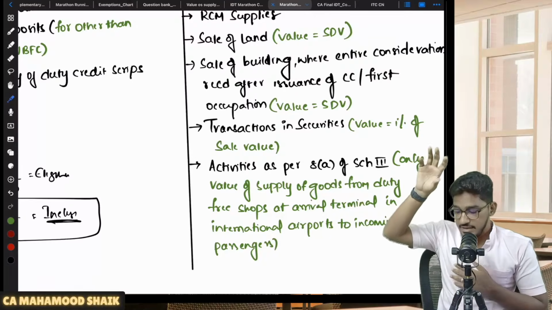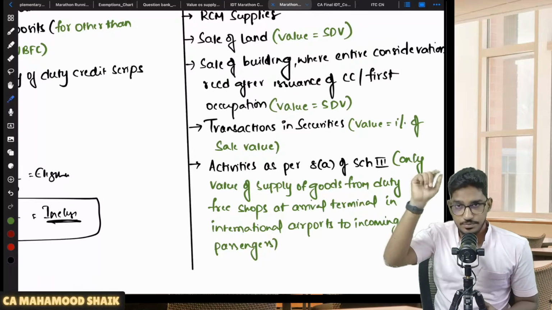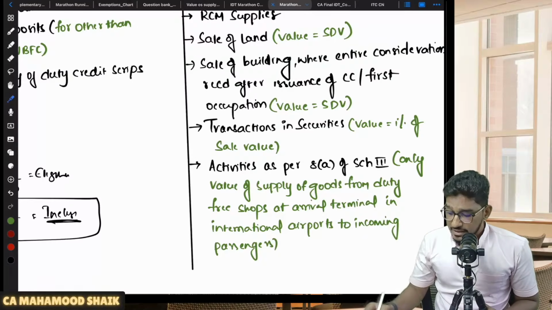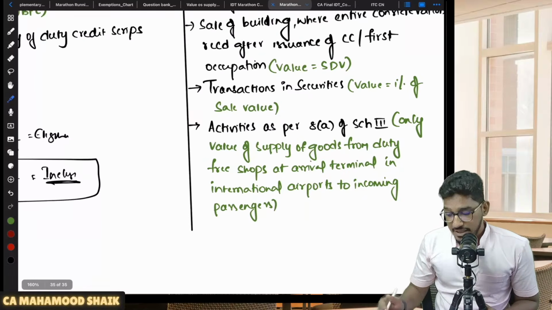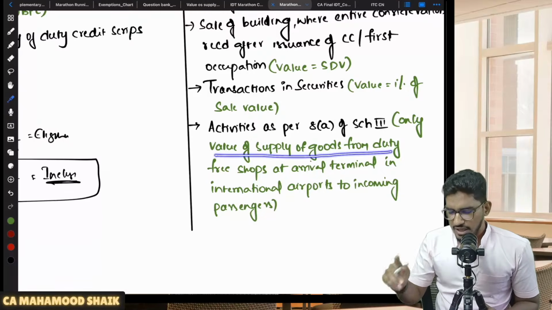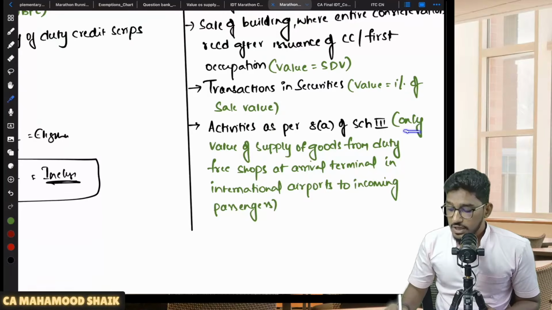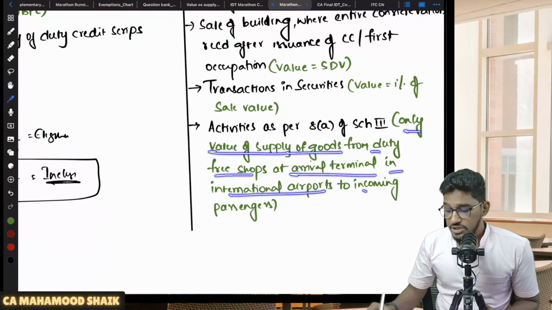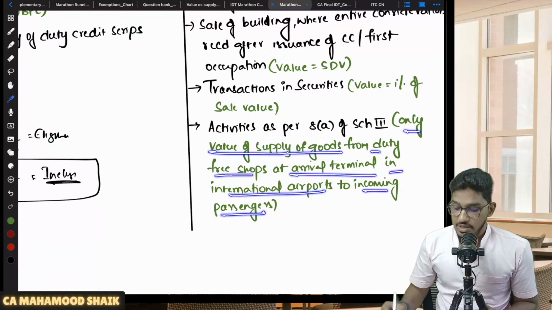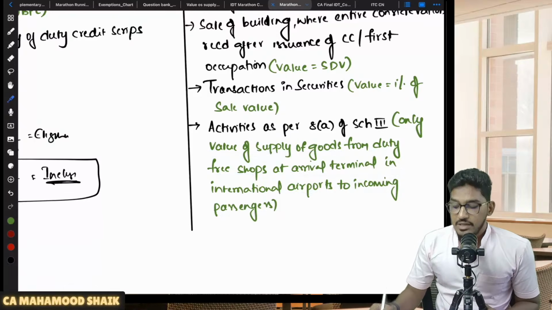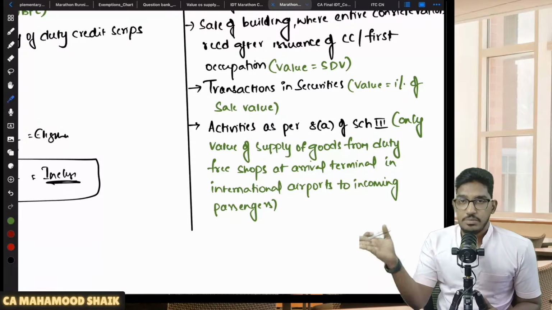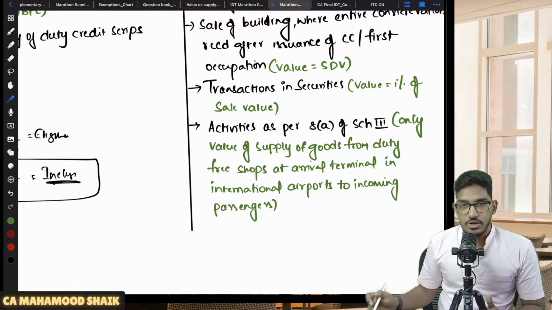So we have high sea sales, we have warehoused goods and all, no? In that, they are telling that not all activities as per 8A, not all supply of warehoused goods, only the value of supply of goods from duty free shops at the arrival terminal in the international airports to the incoming passengers will also be treated as supply. Sir, getting covered under Schedule 3, it is not a supply. Yes, sir, agreed. But for exempt supplies, it is included in the exempt turnover.